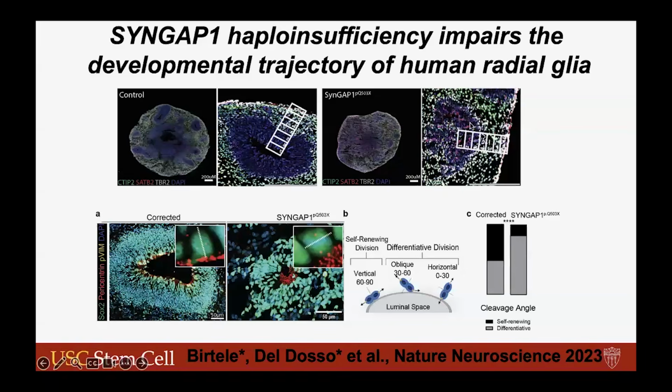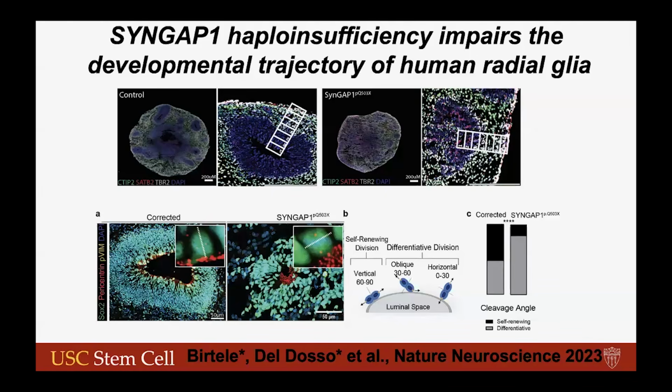And then you can see that the morphology overall is disrupted. We look at the division mode of this radial glia, and we found that in haploinsufficient lines, we saw a disruption in the way these radial cells, the progenitors of the entire cortex, divide. They do not divide properly, and so there is an increase in differentiative division, as you can see in here.